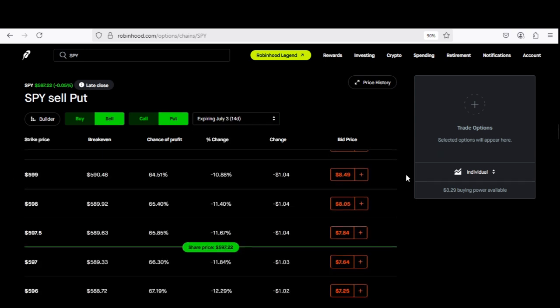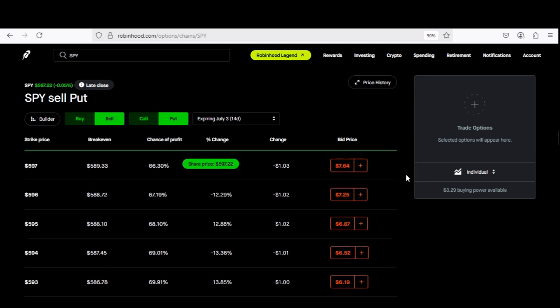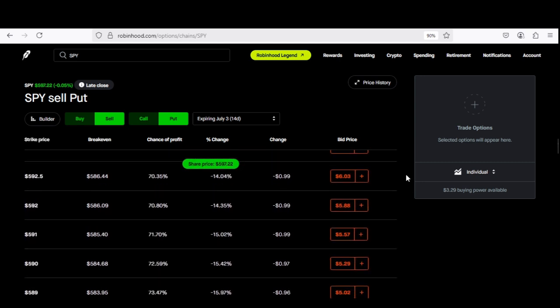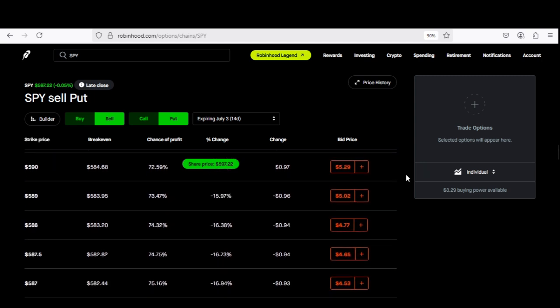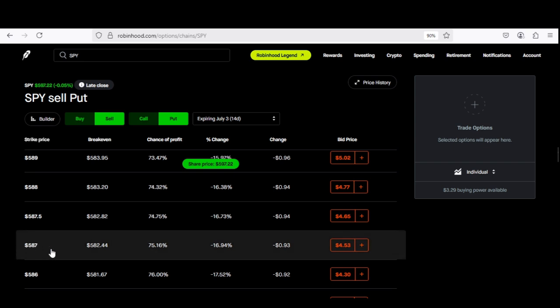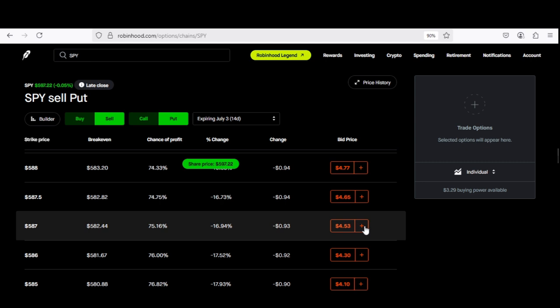Now we're going to go ahead and choose our strike price, and the strike price is going to be below the share price. We're going to be going with, let's look for a 75% chance of profit, and that's going to be the 587 strike. As you can see here, 75% chance of profit. Let's go ahead and click that.